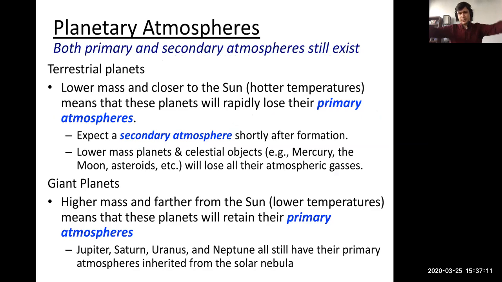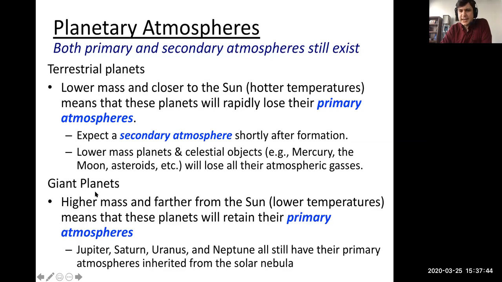No primary atmosphere is kept. Why is that? Because they're lower mass. They have less gravity. They can't hold on to it. They're closer to the sun, so they're higher temperatures, making the gases move faster on average, making it harder to hang on to those gases. So for every terrestrial planet and terrestrial-like body, shortly after formation, we really expect them to have to recreate an atmosphere, to bring in a new atmosphere.